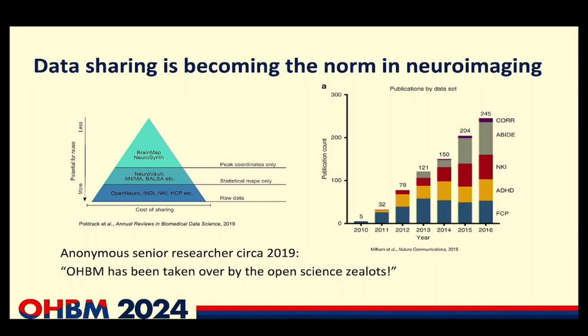So just to show you a few examples here of databases that exist: OpenNeuro for raw data, for statistical maps you can go to NeuroVault and so forth, and for peak coordinates for statistical differences you can go to places like BrainMap and Neurosynth. This is just a quote from an anonymous senior researcher from 2019: OHBM has really been taken over by the open science zealots.